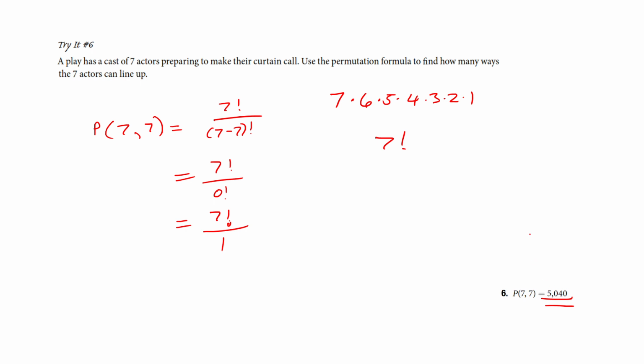Again, if you need factorial, let me just check real quick. I believe factorial is just under math. No, it isn't. If you hit math and then go to probability, that's where you'll find it. So math, and then over to the right at the top it says probability. That's where you'll find factorial.